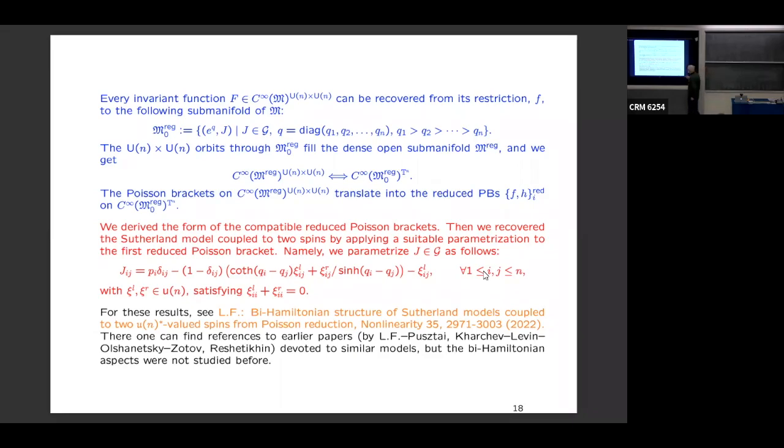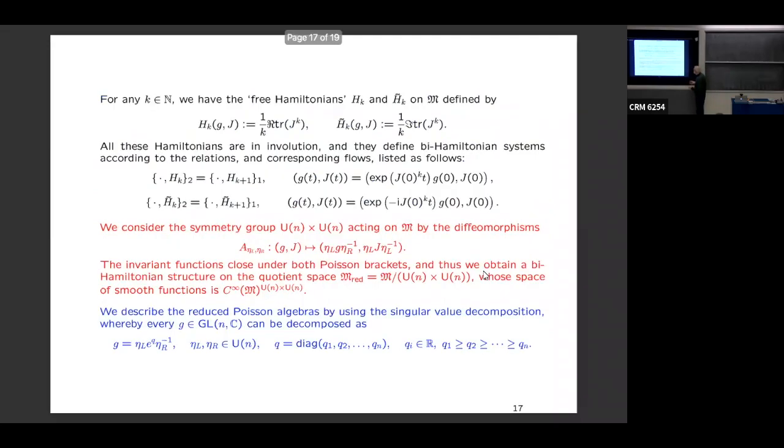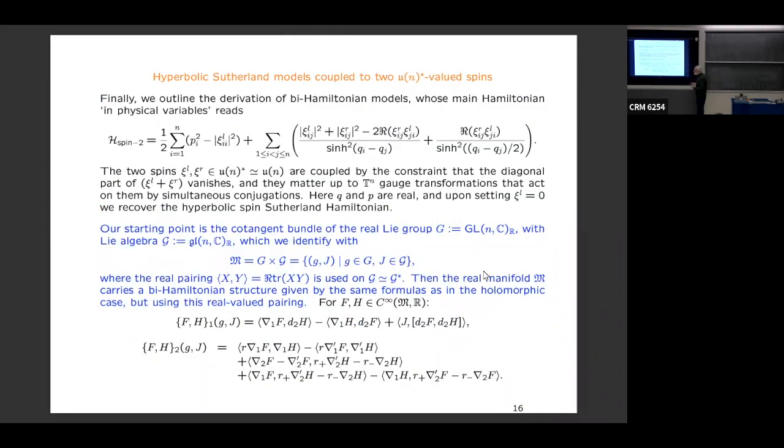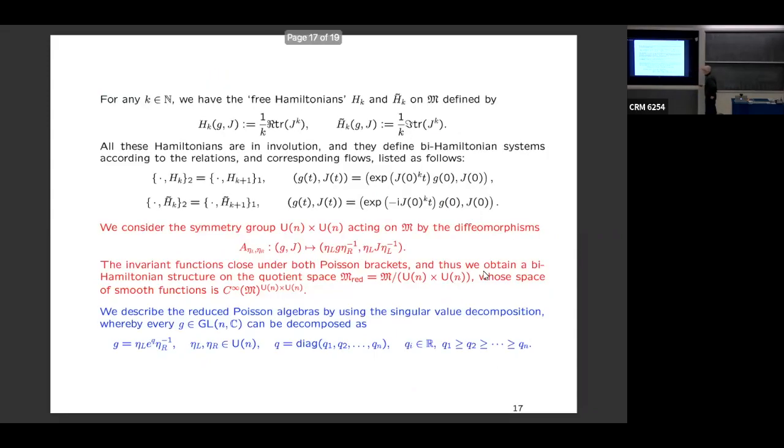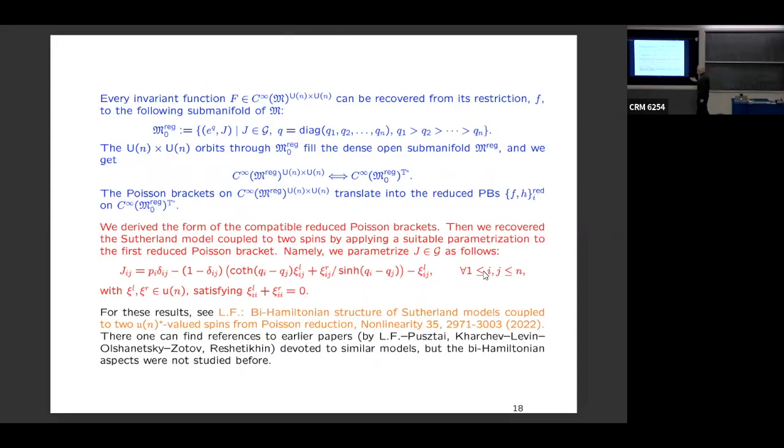If we substitute this parameterization into the reduced first Poisson bracket, and also reduce this Hamiltonian, which is one-half the trace of J squared, then you obtain this formula, this Sutherland model with two interacting spins. I was happy that this work appeared this year in Nonlinearity. Actually, these kinds of models were introduced before by my colleague Gabor Pusztai, who was also a postdoc here with John. He is from the same city as me. More recently, Kravchev, Levin, Olszewski, Zotov, and also Reshetikhin developed similar models, but they did not touch upon Bi-Hamiltonian aspects.